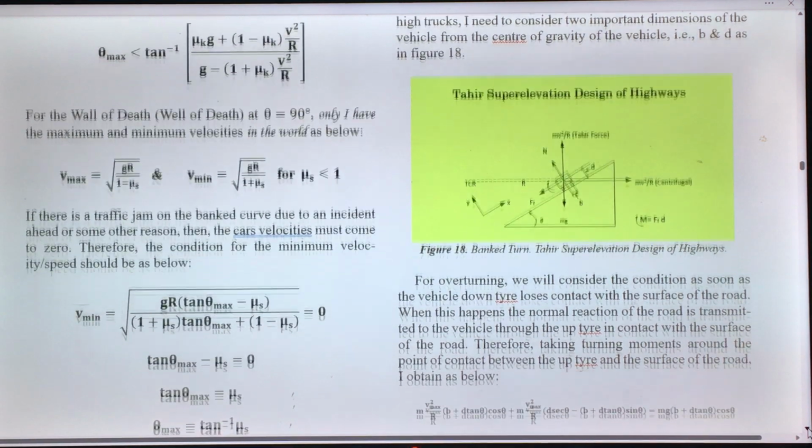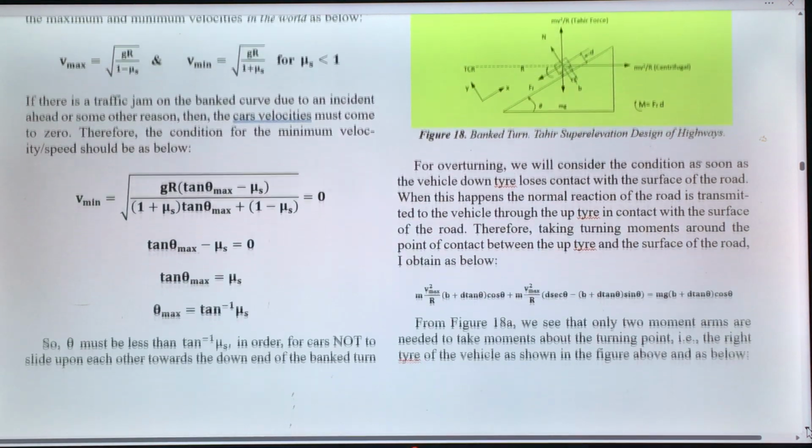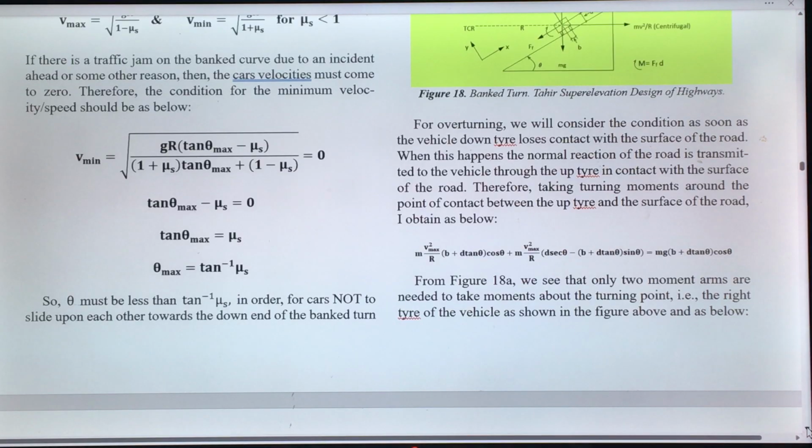Guys, this is very important. If there is a traffic jam on the bank curve due to an incident ahead or some other reason, then the car velocities must come to zero. Therefore, the condition for the minimum velocity should be as follows. V minimum is equal to 0, so tan theta, or theta max, is equal to tan inverse mu s. So theta must be less than tan inverse mu s in order for cars not to slide upon each other towards the down end of the bank turn.